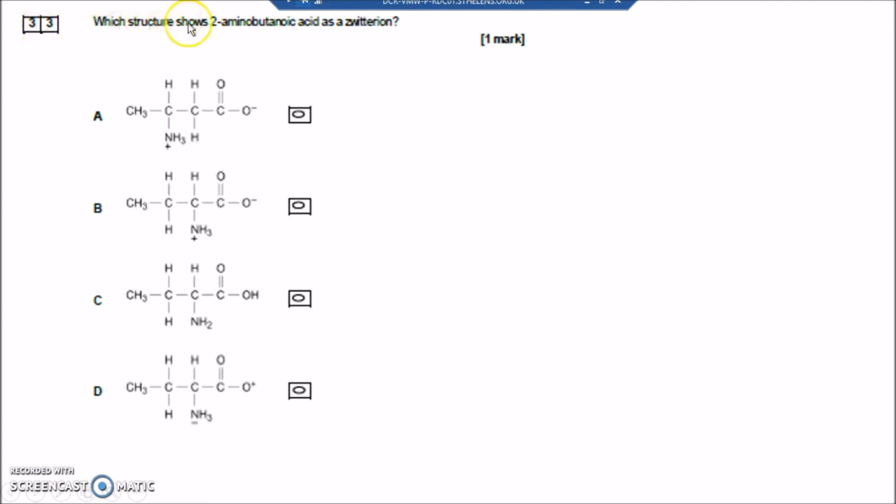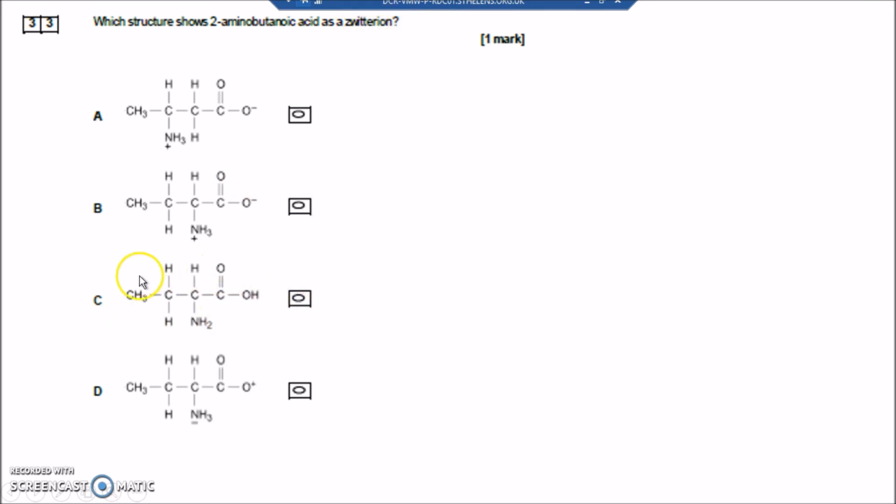Question 33. Which structure shows 2-amino-butanoic acid as a zwitterion? So a zwitterion has the carboxylic acid group, the COOH. The H is lost as an H plus and leaves behind COO minus, and the H plus joins on to the NH2 group and forms NH3 plus. So we're looking for an NH3 plus and a COO minus in a zwitterion.